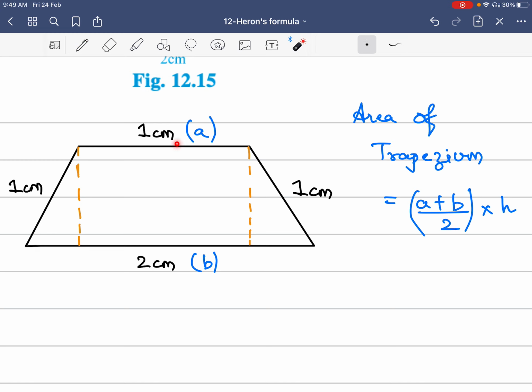Now if this is 1 centimeter, then this portion will also be 1 centimeter. Let me use a highlighter here. If this is 1 centimeter, then this is also going to be 1 centimeter. So I'm going to use a different color to mark that. This will also be 1 centimeter. And this whole is 2 centimeter, which means this has to be 0.5 and this also has to be 0.5. So I'm just going to write here, this is going to be 0.5 centimeters and this is also going to be 0.5 centimeter.